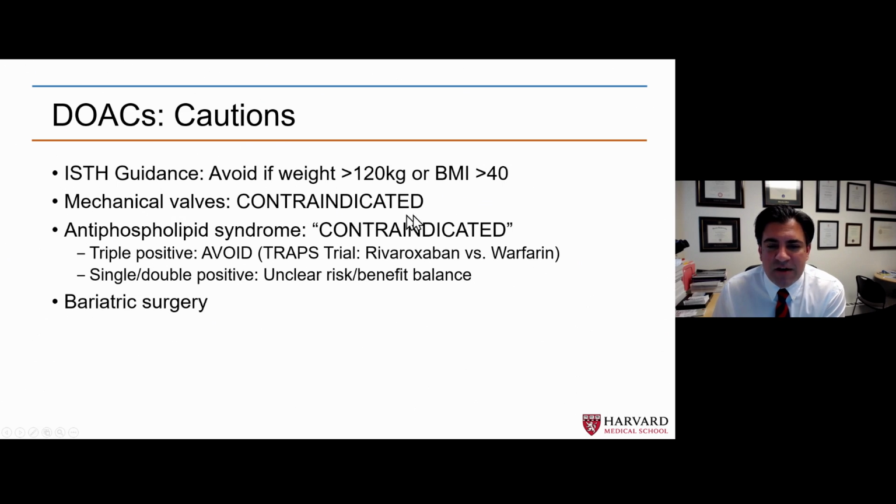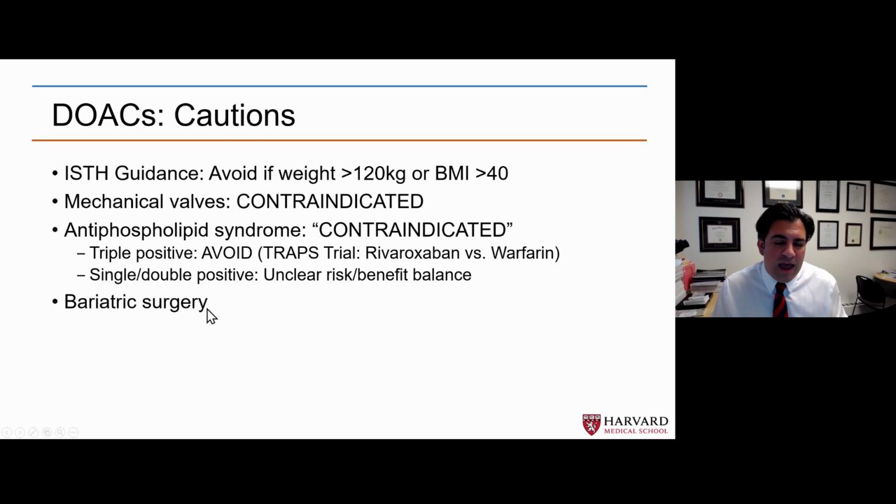In mechanical valves, it is contraindicated, although there is discussion about a new trial using one of the DOACs to look at this. In the antiphospholipid syndrome, I have contraindicated here in quotes, mainly because of triple positive disease. We have a trial that was published in Blood in the last several years called the TRAPS trial, which compared rivaroxaban to warfarin, and they had to stop this study early due to increased rates of thrombosis, particularly arterial thrombosis, like stroke, in patients on rivaroxaban as compared to warfarin. There are a lot of people who have single and double positivity, and we do not know the clear risk-benefit balance.